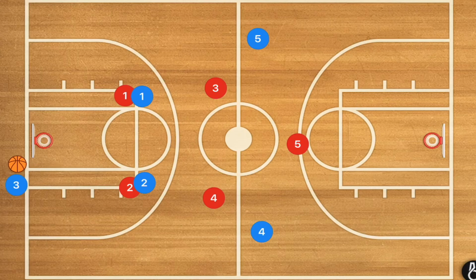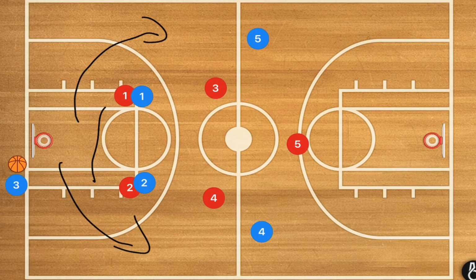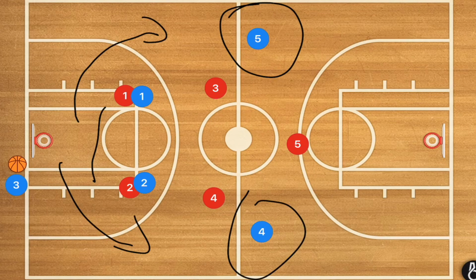Okay, so first off, how do we run a 2-2-1 so that we know how to beat the 2-2-1? Basically, these two front players, the defense is obviously the red, are trying to cut off the middle and force the ball handler towards the sideline so that the secondary defenders can then trap along the sideline.